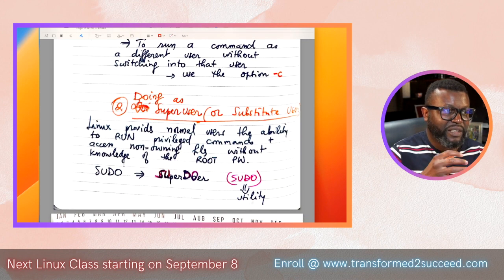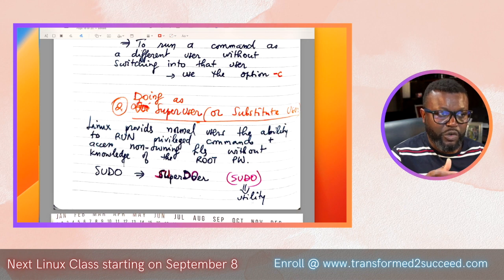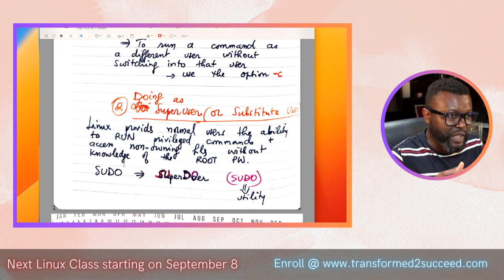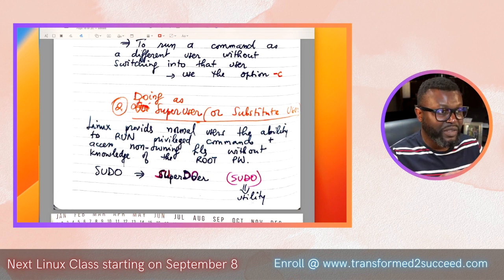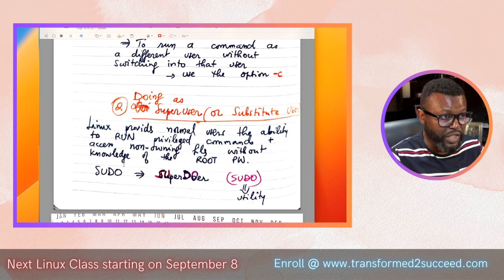And next is doing as super user or substitute user. So this is what we call in Linux a super doer. That's sudo. It's the sudo command. And Linux operating systems, they provide normal users the ability to execute privileged commands and also to access non-owning files without knowledge of the root password.